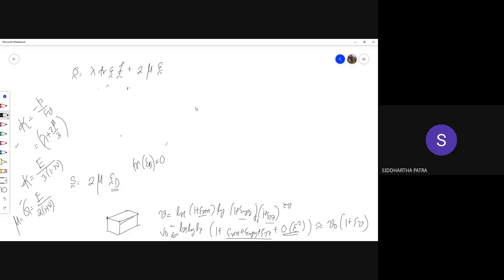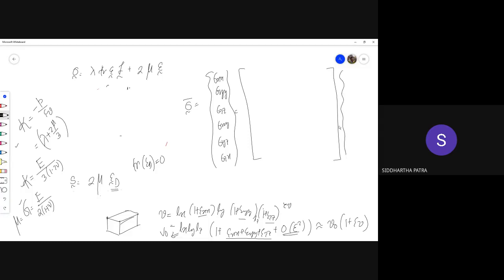Now if I were to write stress in Voigt notation in the form of a vector, which basically is sigma xx, sigma yy, sigma zz, sigma xy, sigma yz, sigma zx, I'm just trying to write down the full 3D elasticity matrix, which is D, for linear elasticity with isotropy.